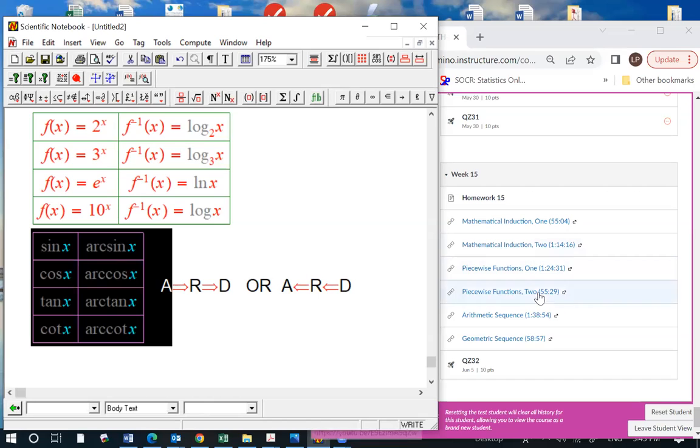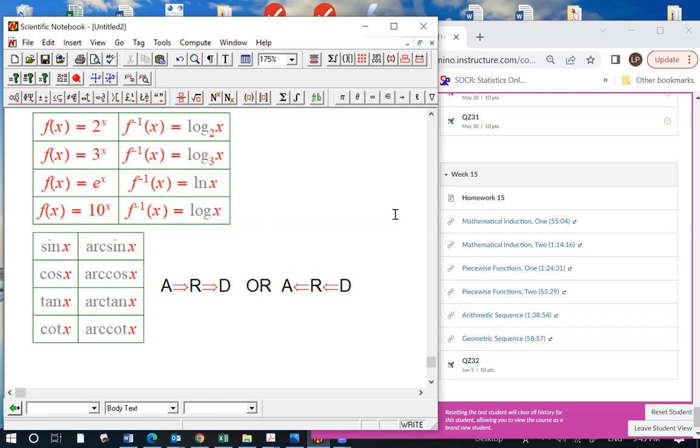Piecewise functions are particularly important. Okay, piecewise functions, you are going to use them immediately. Okay, arithmetic sequence you're going to use in the next semester, calculus 1, and geometric sequence you're going to use in calculus 2.